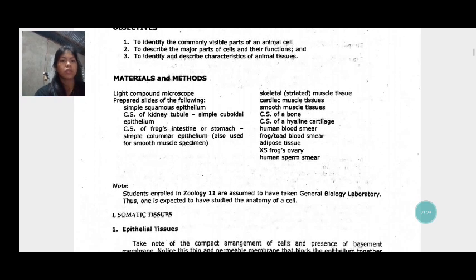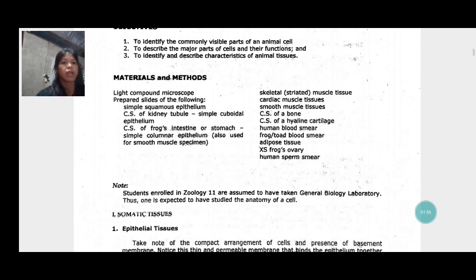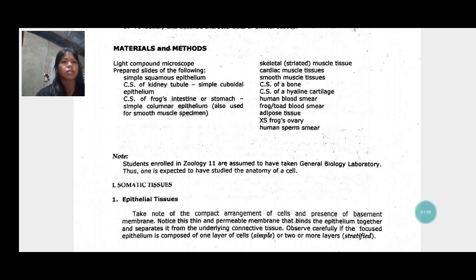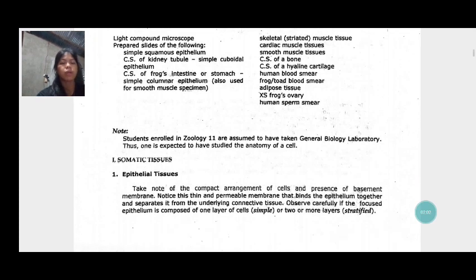Materials and methods. Light compound microscope. Prepared slides of the following: skeletal or muscle tissue, cardiac muscle tissue, smooth muscle tissue, cross-section of a bone, cross-section of hyaline cartilage, human blood smear, frog or toad blood smear, adipose tissue, cross-section of a frog's ovary, and human sperm smear.